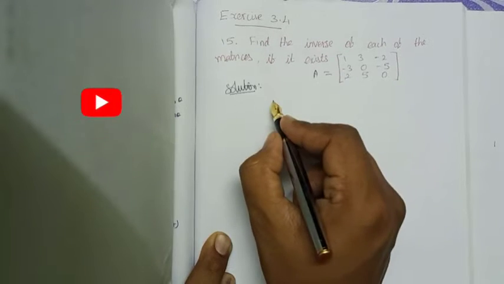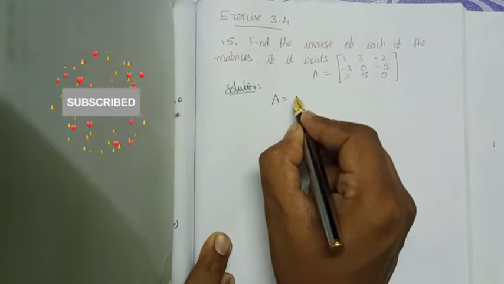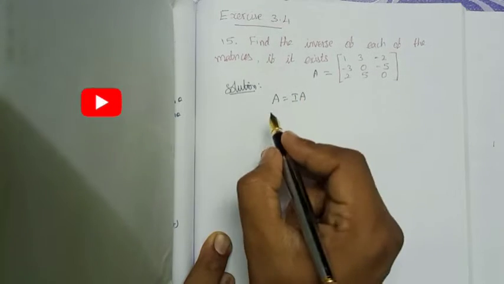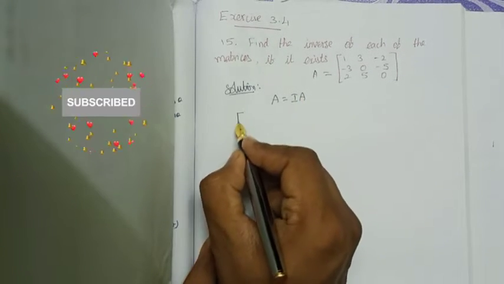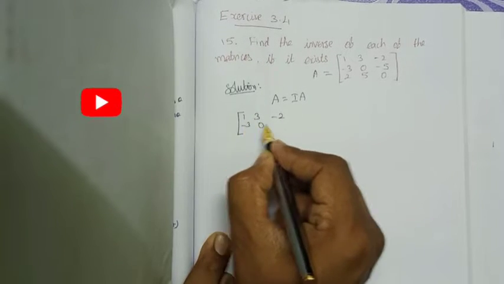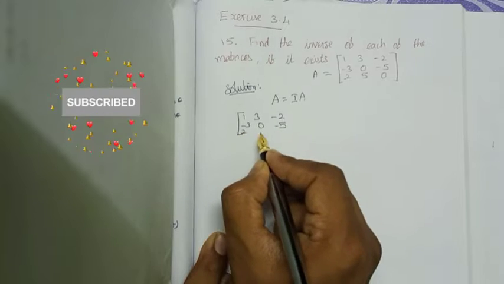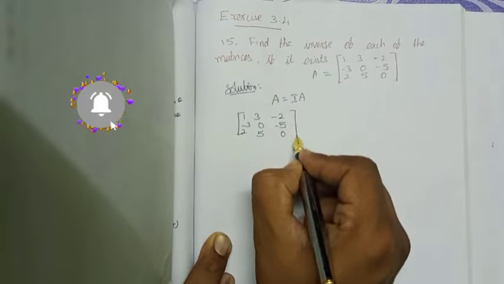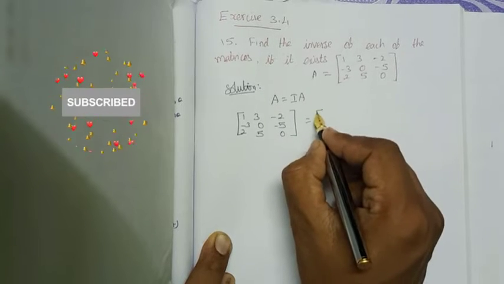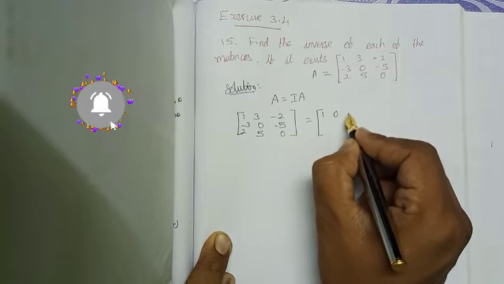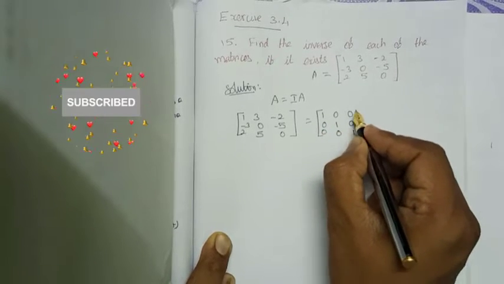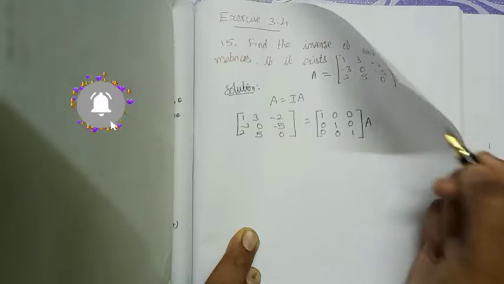We rewrite the matrix A, which is equal to I into A. Next we write the A matrix: 1, 3, minus 2, minus 3, 0, minus 5, 2, 5, 0, which is equal to I, denoted as the identity matrix of order 3. So we write 1, 0, 0, 0, 1, 0, 0, 0, 1, into A.